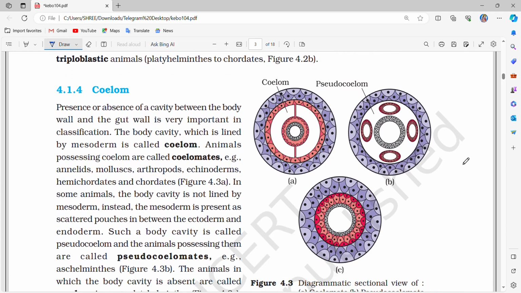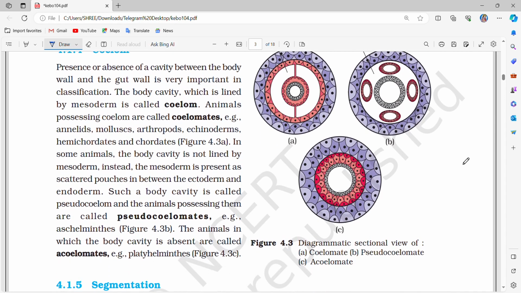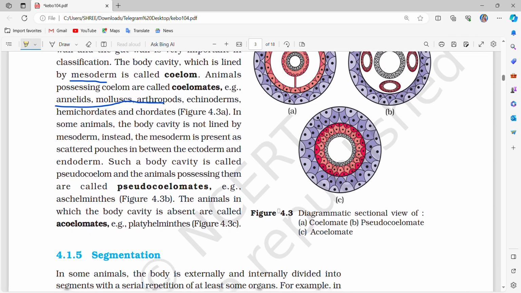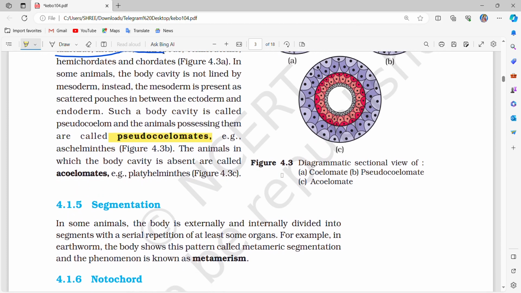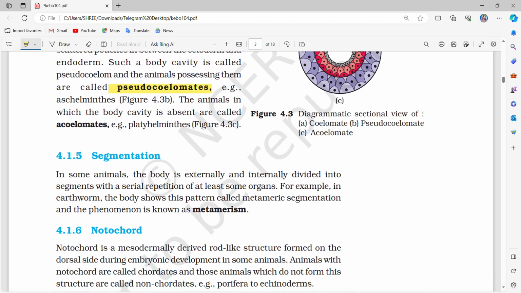4.1.4 Coelom. Presence or absence of a cavity between the body wall and the gut wall is very important in classification. The body cavity, which is lined by mesoderm, is called coelom. Animals possessing coelom are called coelomates, for example, annelids, mollusks, arthropods, echinoderms, hemichordates and chordates, figure 4.3a. In some animals, the body cavity is not lined by mesoderm; instead, the mesoderm is present as scattered pouches in between the ectoderm and endoderm. Such a body cavity is called pseudocoelom, and the animals possessing them are called pseudocoelomates, for example, Aschelminthes, figure 4.3b. The animals in which the body cavity is absent are called acoelomates, for example, Platyhelminthes, figure 4.3c.